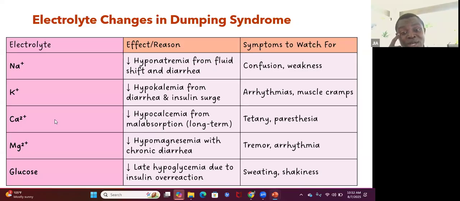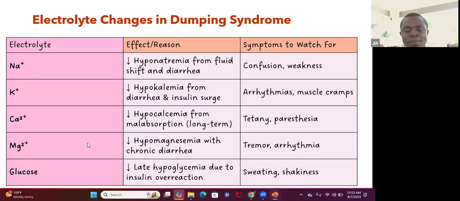You have calcium here too. Calcium too will go down because of malabsorption. The stomach also helps to absorb calcium. So if, let's say, a portion of the stomach has been removed, you're going to have issues with your calcium absorption. And this is how you see it manifesting: tetany, paresthesia, you see all of these things, okay?